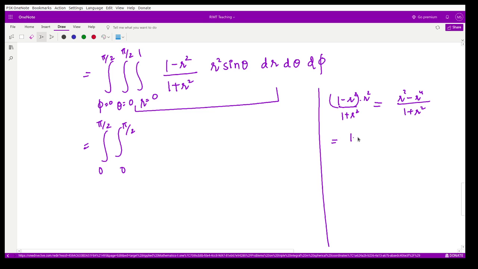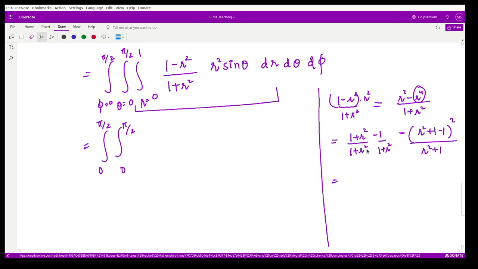So if I add 1 here, I will have 1 plus r square, and minus 1 here, so I will have 1 plus r square, right? This is for the first term. For the second term, minus r to the power 4. I can write r to the power 4 as r square whole squared, right? Now I can add 1 and I can subtract 1, right? There is no problem. So this is simply equal to this term. So I can write it like this.